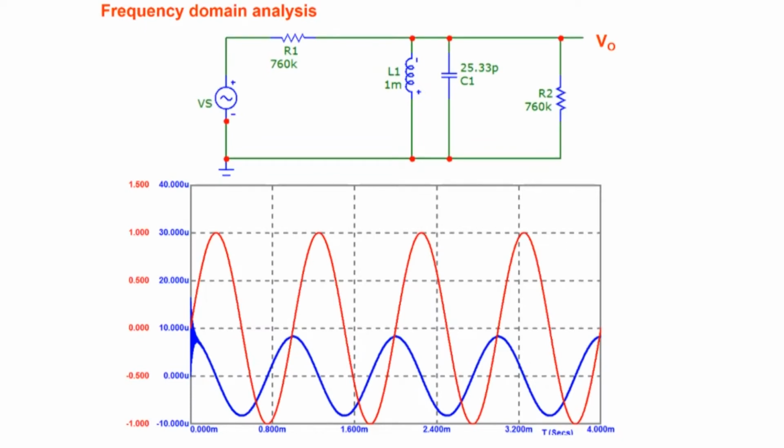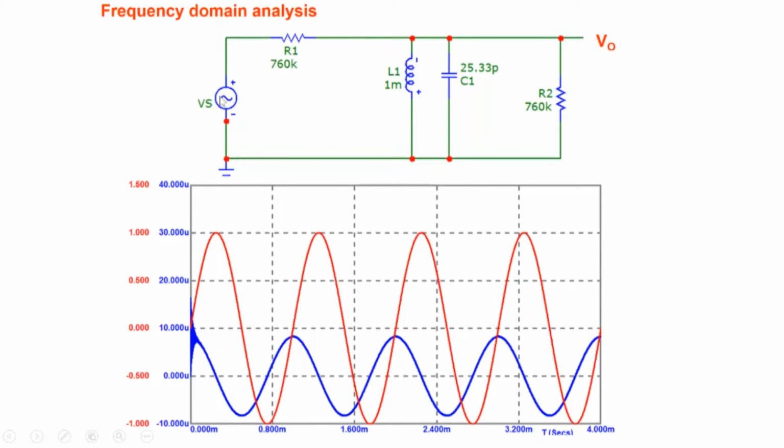But note that if I now look at the analysis of this circuit in the frequency domain. So what do we mean by analysis of the circuit in the frequency domain? We'll apply a sinusoid at the input and we look at the output, right? So the red one is the input. So we apply 1 volt input.